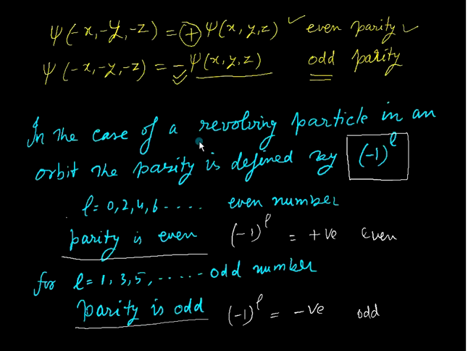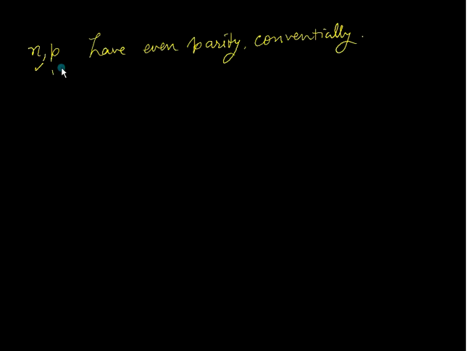In the case of a revolving particle in an orbit, the parity is defined by the formula (-1) raised to the power L, where L is the orbital angular momentum, and its even values are 0, 2, 4, 6, 8, all the even numbers. If you put this value in the formula, you get a positive result. If you get a positive result, it means parity is even, and if you get a negative result, parity is odd. So for odd values of L the parity is odd, and for even values of L the parity is even. For the nucleons, neutrons and protons, conventionally parity is even.